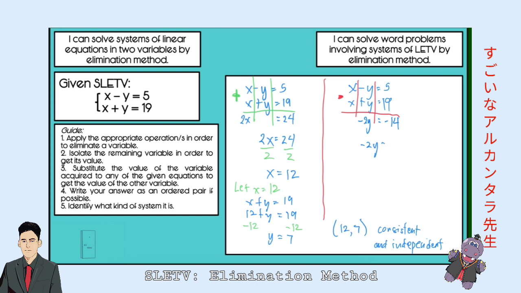So negative 2y is equal to negative 14. Isolate the y variable, divide by negative 2. So this will be y is equal to 7. So as you can notice, we arrive with the same value of y. If you continue this, you're going to get the same value of x. So either way, again, you're going to have the same result. It's your choice which one you find the easiest, addition or subtraction.